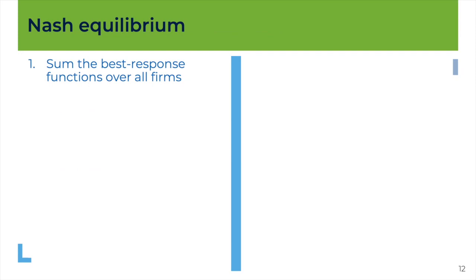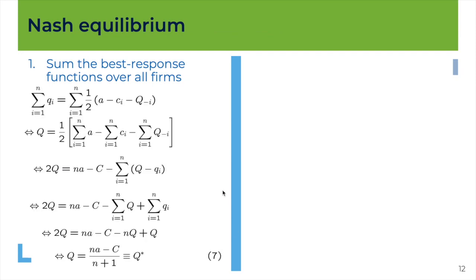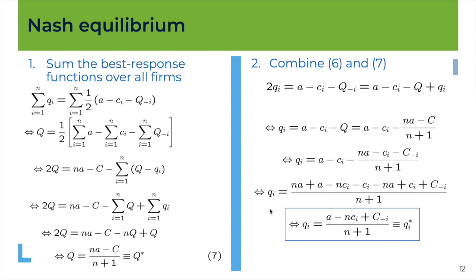The trick is to sum the best response functions over all firms. You will see the detail here. Why do we do this? Because it allows us to find an expression of the total quantity at equilibrium, and then we can use this total quantity to find the individual quantities, the quantities at equilibrium for each firm, and this is what is done here. Okay, so basically you find a generalization of what we had in the duopoly case.